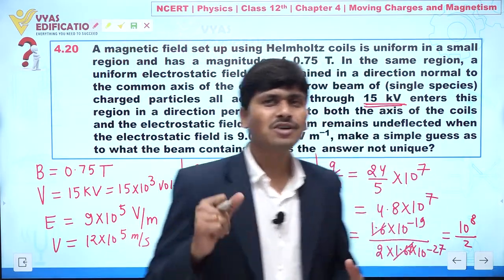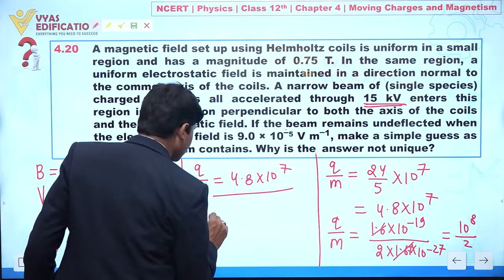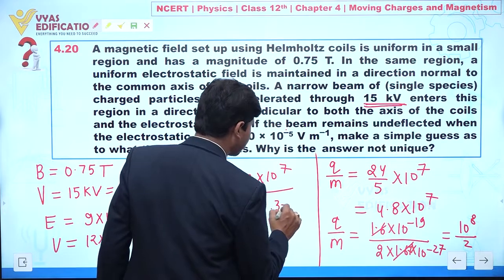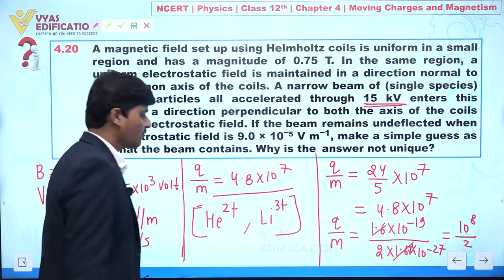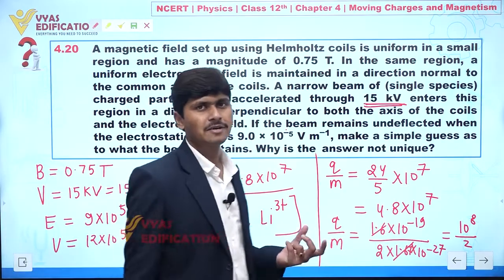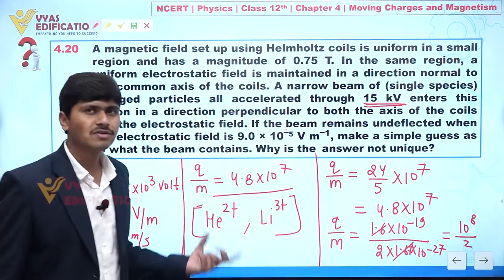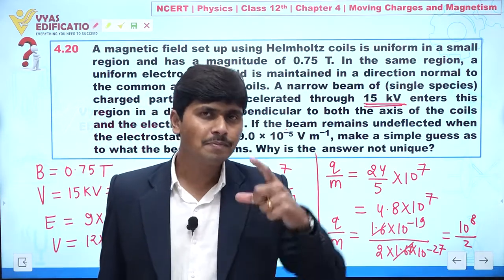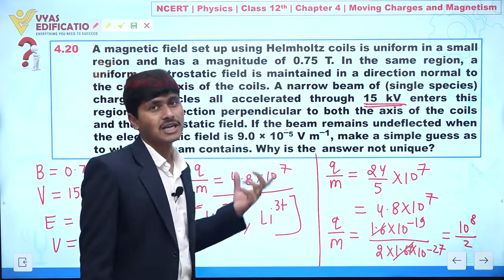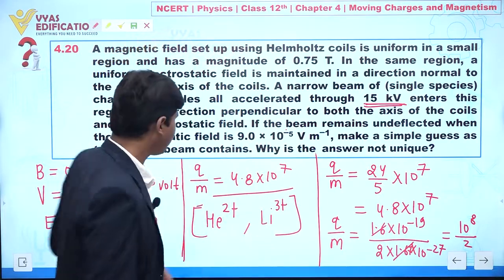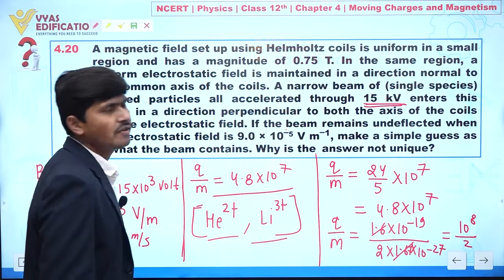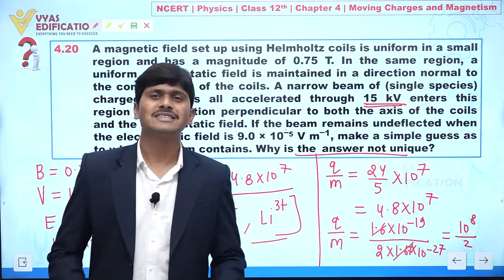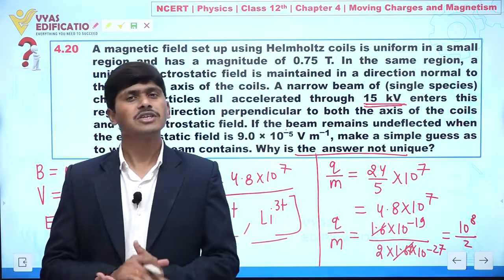But actually we have two more particles, let's suppose He 2 plus and Li 3 plus. For those, if you calculate the Q by M ratio, you will get the same answer. That's why it may be a possibility that the deuteron is the charged particle, but it is also a possibility that we may have these two particles. That's why this answer is not unique. Clear to everyone? So hope you understand this question. This is all about this question.